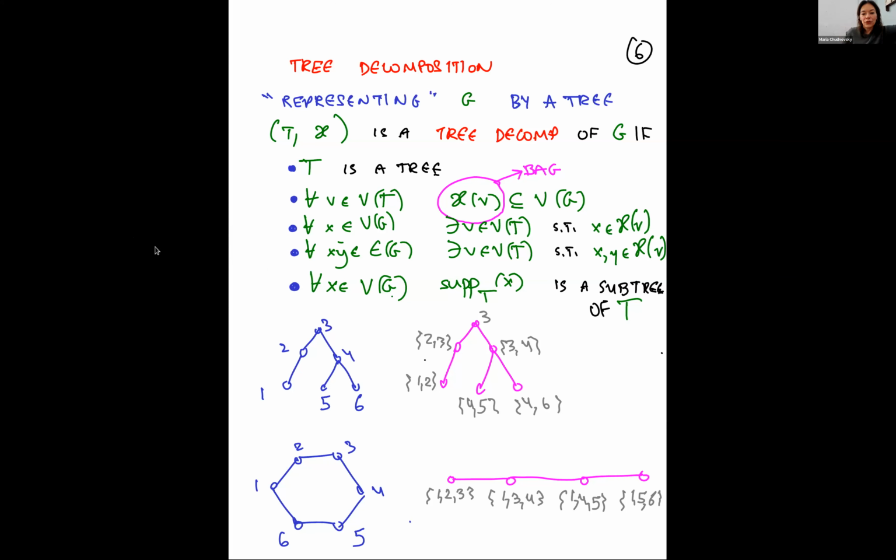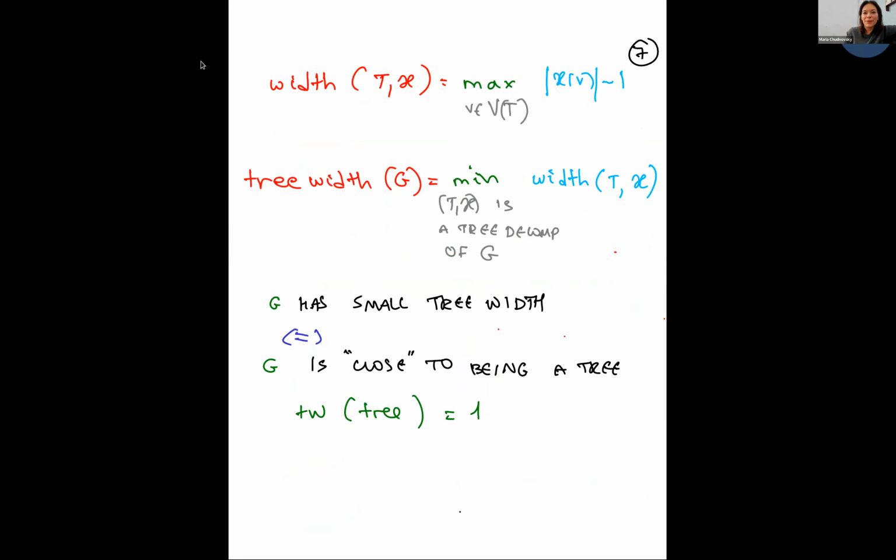Okay, so now let's summarize all of this. So I give you a tree decomposition. Its width is the maximum size of a bag minus 1. And then the tree width of G is the width of the best tree decomposition you can find. So it's the minimum over all tree decompositions of the width of the decomposition. And we say G has small tree width. We'll say that means G is close to being a tree. And there's some justification for saying that.